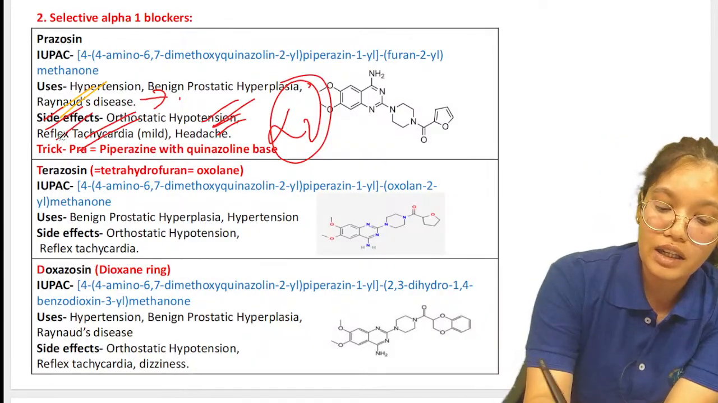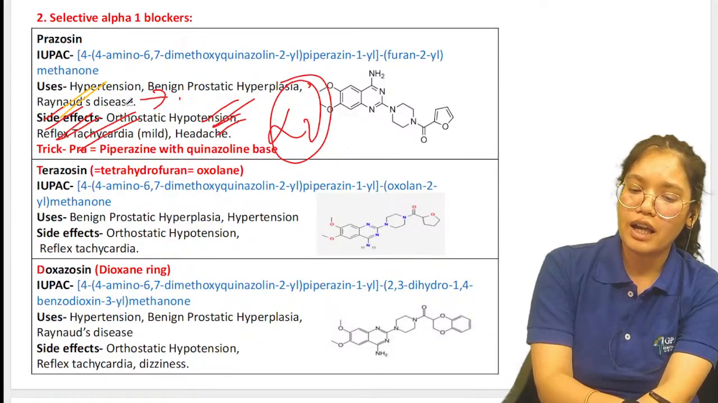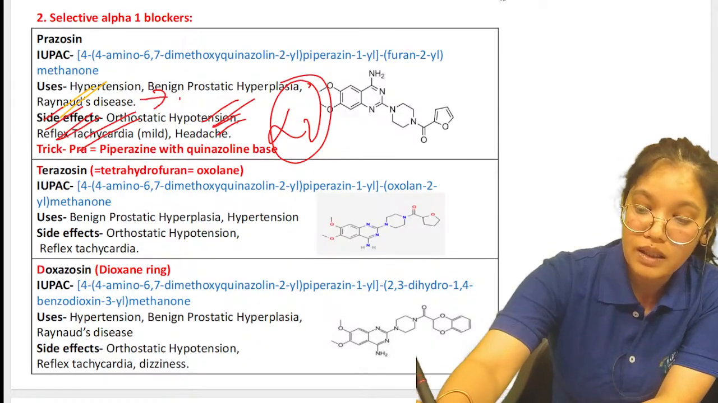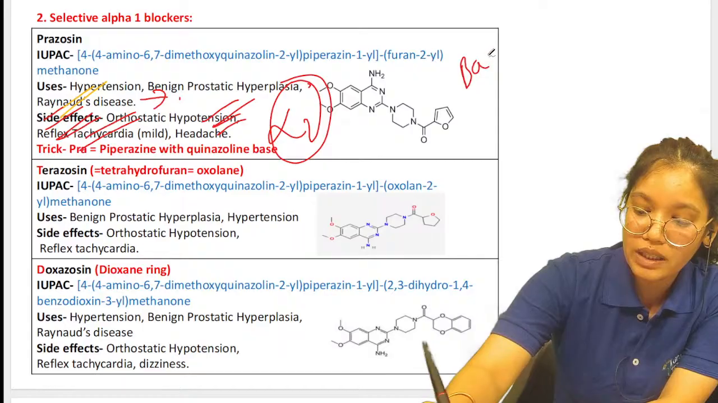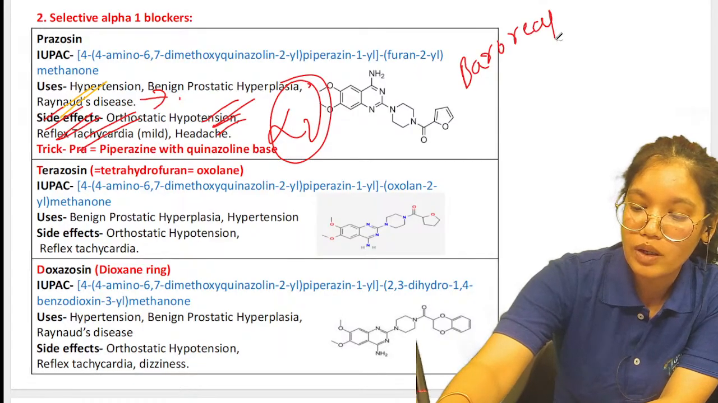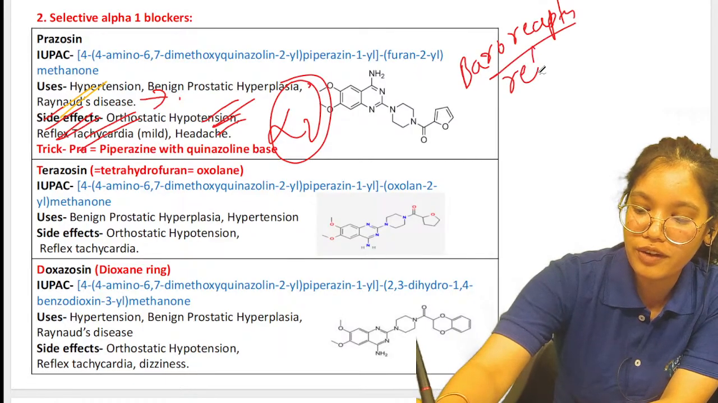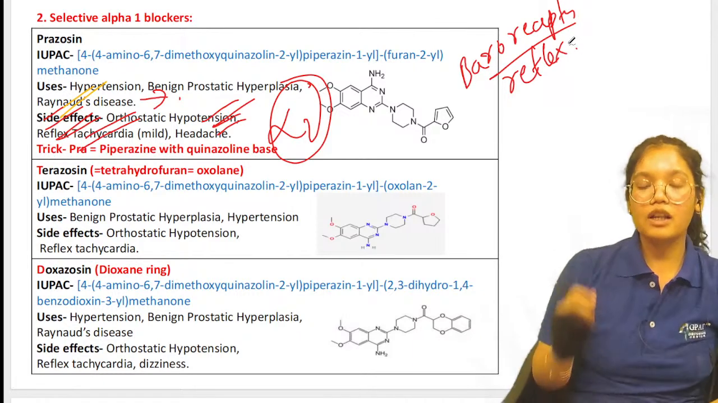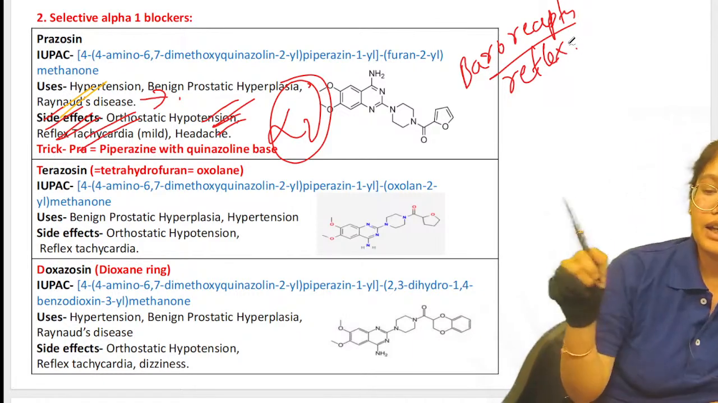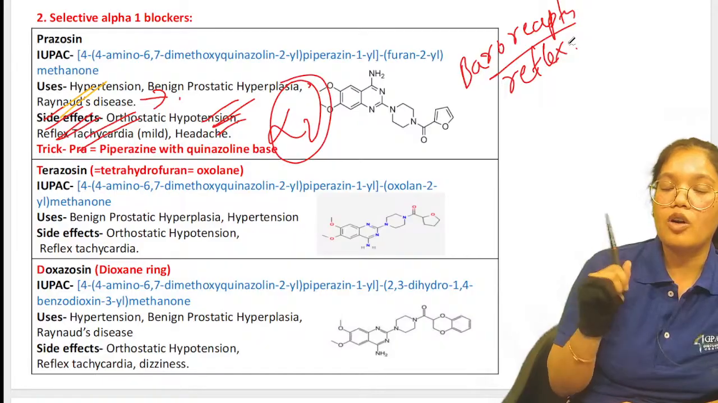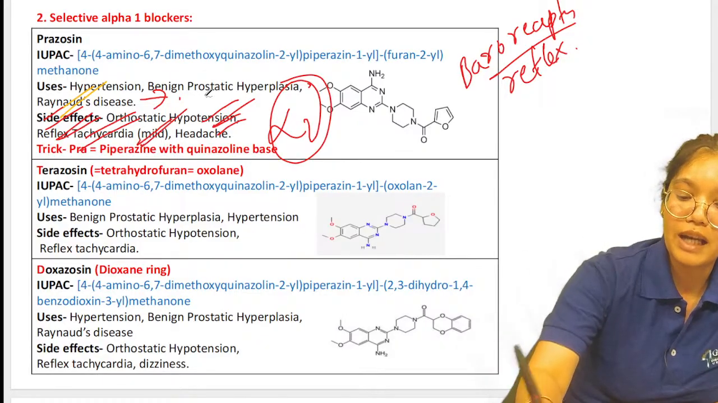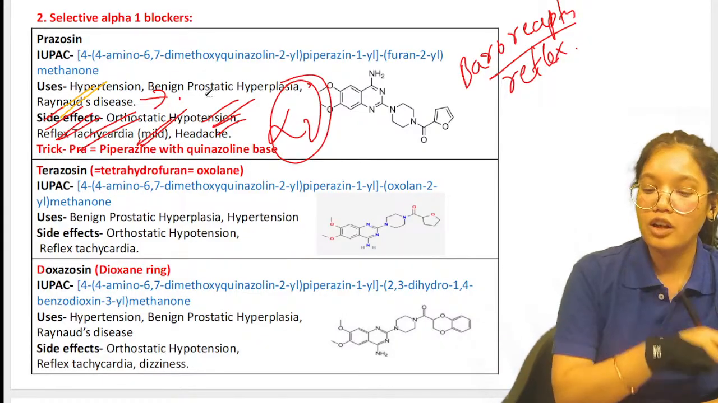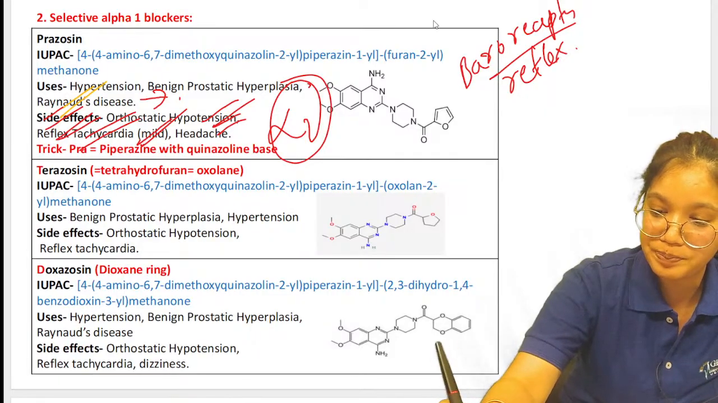Now why are they causing reflex tachycardia? Due to the baroreceptor reflex, they still cause reflex tachycardia, but their effect will be milder as compared to the non-selective ones.